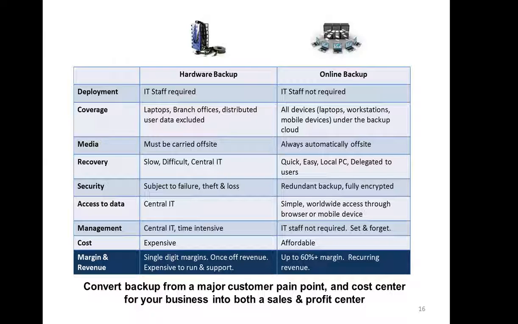From a coverage standpoint, hardware-based backups always had a lot of challenges. Laptops were nearly never included in corporate backups that were architected around hardware. Branch offices similarly. Really anywhere there was distributed user data, it would often not come under the central backup regime. With online backup, by contrast, every single device is connected to the backup cloud. So all the laptops, workstations, BlackBerries, iPhones, no matter where they are in the enterprise, they're under the backup cloud.